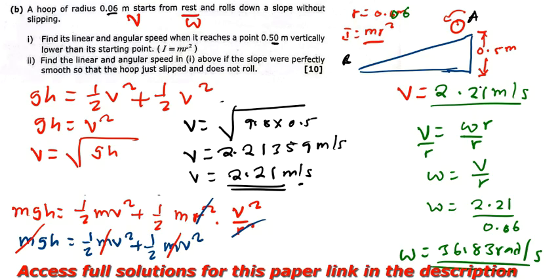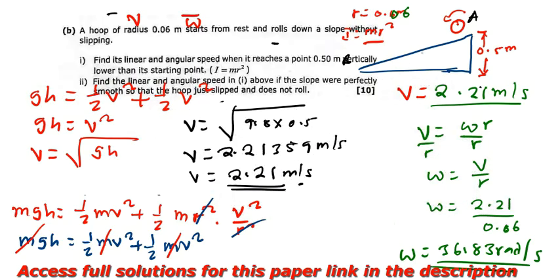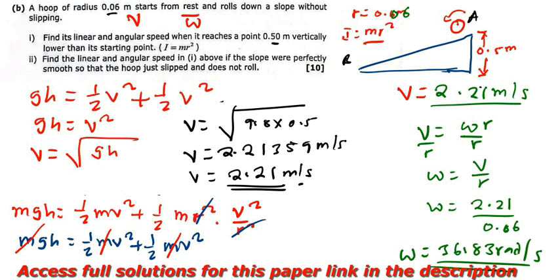Now part 2 is the same question, but they have changed something. If something is not rolling, we don't expect to have rotational kinetic energy. We are going to have just translational kinetic energy. If something is rolling, we have both translational and rotational kinetic energy. But in this case, it is not rotating. That's why the question is saying, find the linear and angular speed in one above if the slope were perfectly smooth so that the hoop just slipped and does not roll.